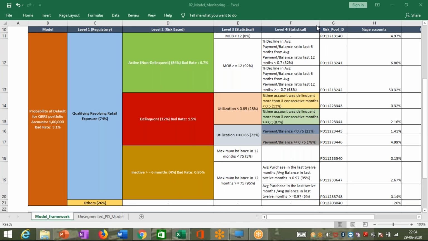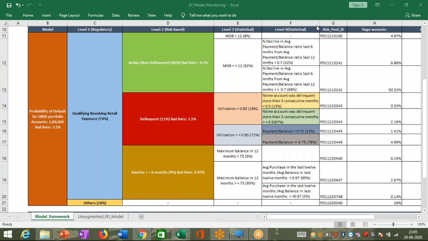But this is less risky than the delinquent segment and more risky compared to the active segments. So obviously, the riskiness from this segment will be relatively lower compared to the delinquent segment. So over here, when I talk about this, I see that the maximum balance in 12 months is less than 75.